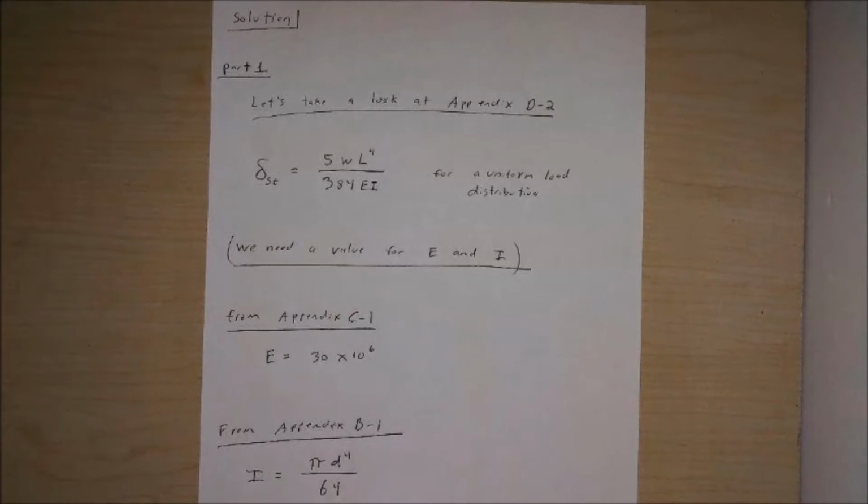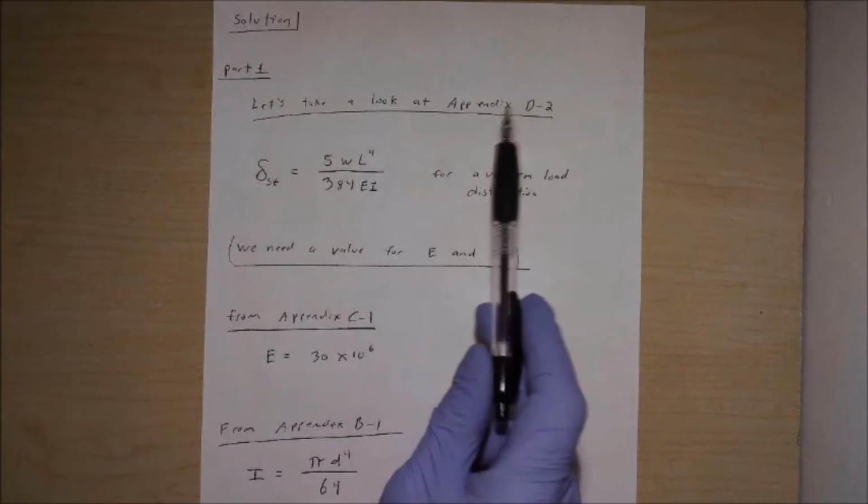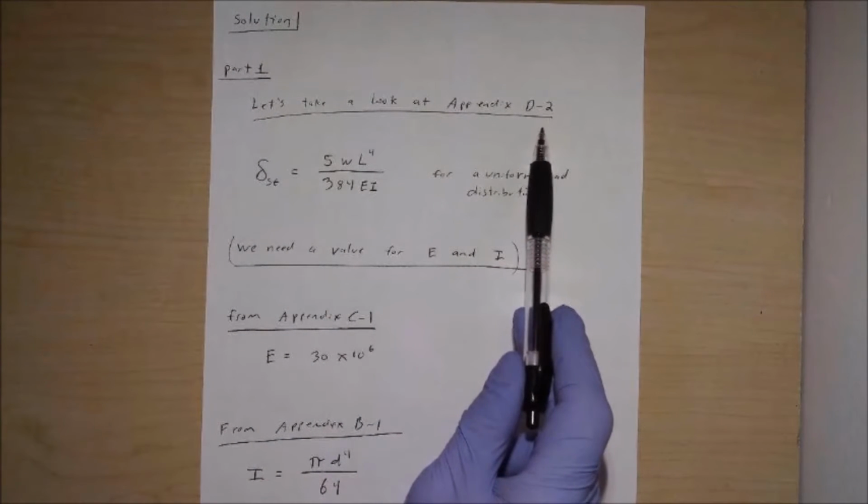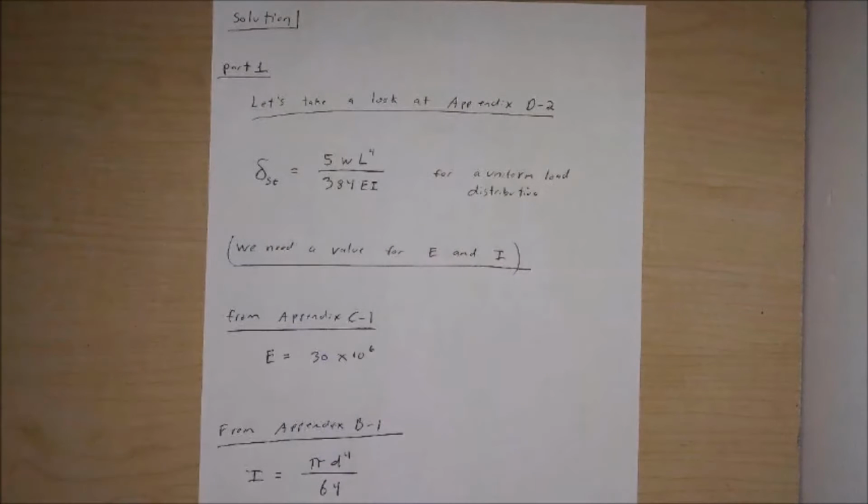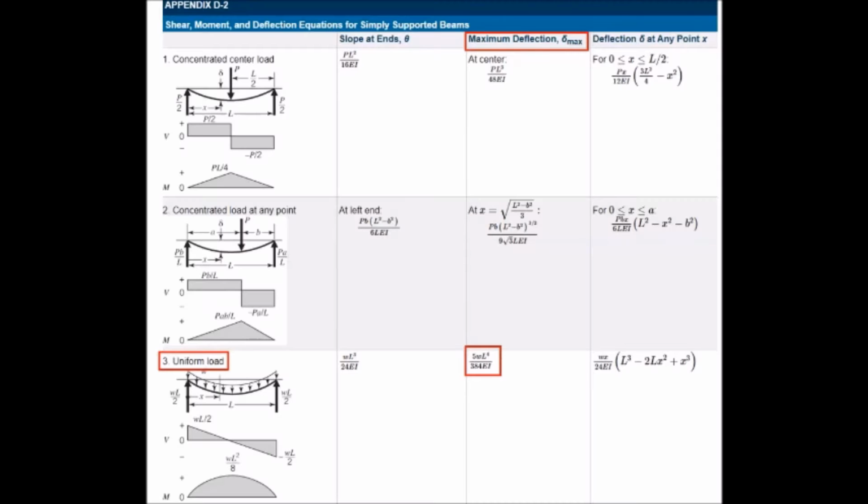Now that we have all that information down, the next thing we can do is start our solution. For our solution, the first thing we want to do is look for some governing equations. The first place we want to start is Appendix D2 in the back of our textbook. This is our shear, moment, and deflection equations for simply supported beams.